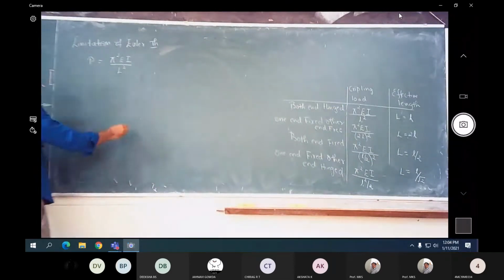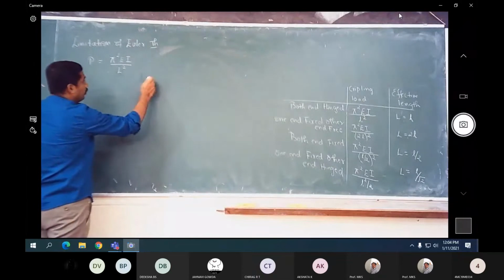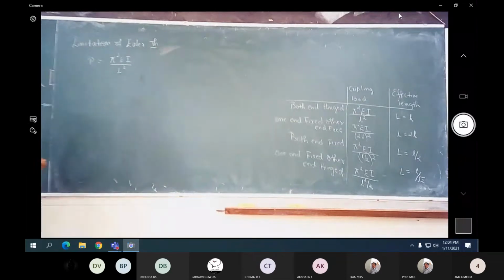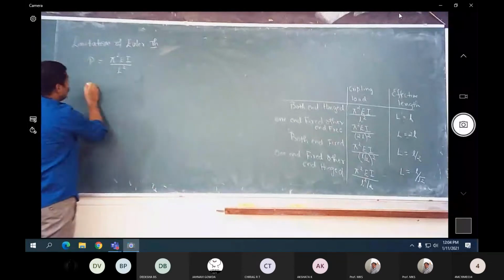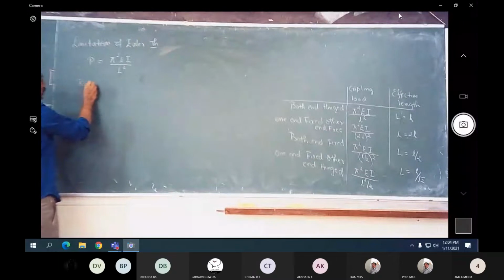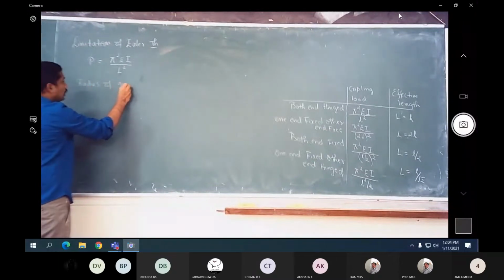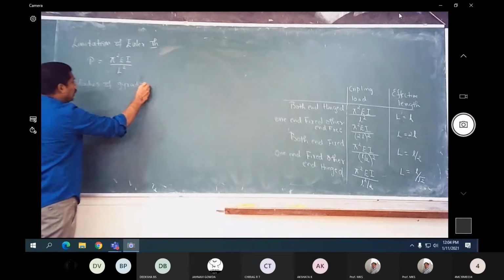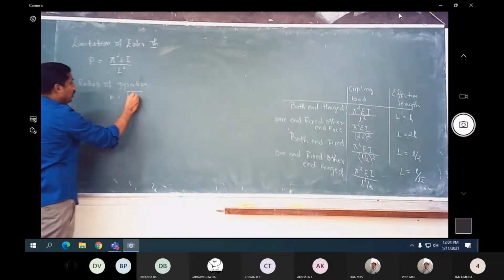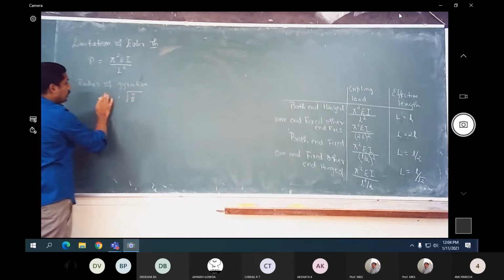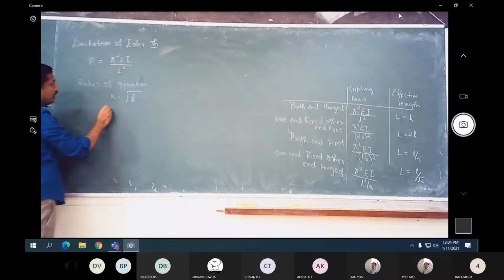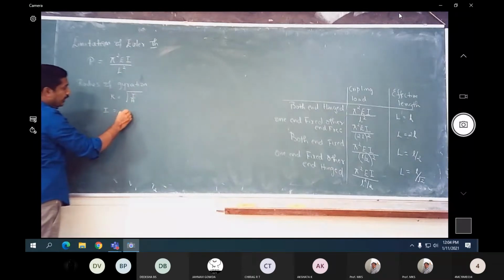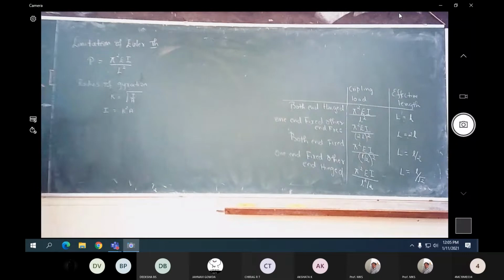Here, we know the definition for the radius of gyration. If k is the radius of gyration, then k is given by root of I by A. Or we can write the equation for I, where I is the moment of inertia: I will be equal to k square into A. So I can substitute I in the above equation.